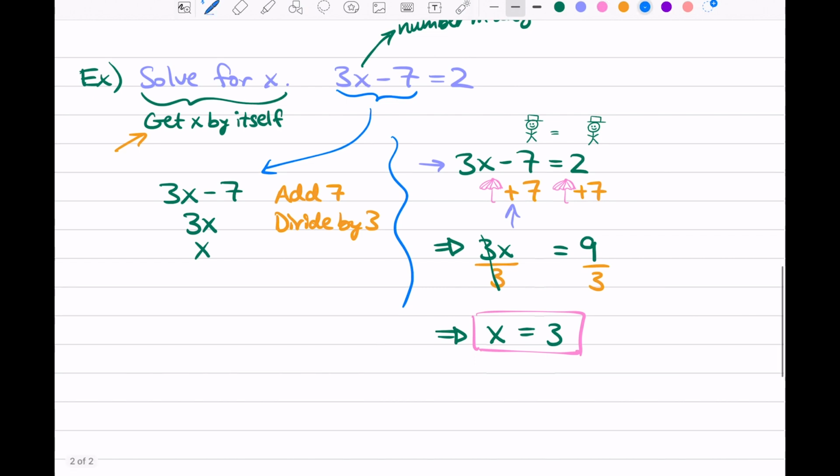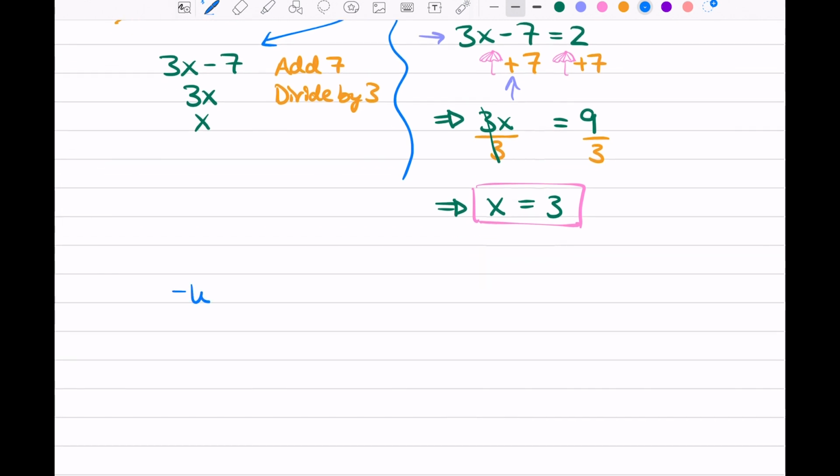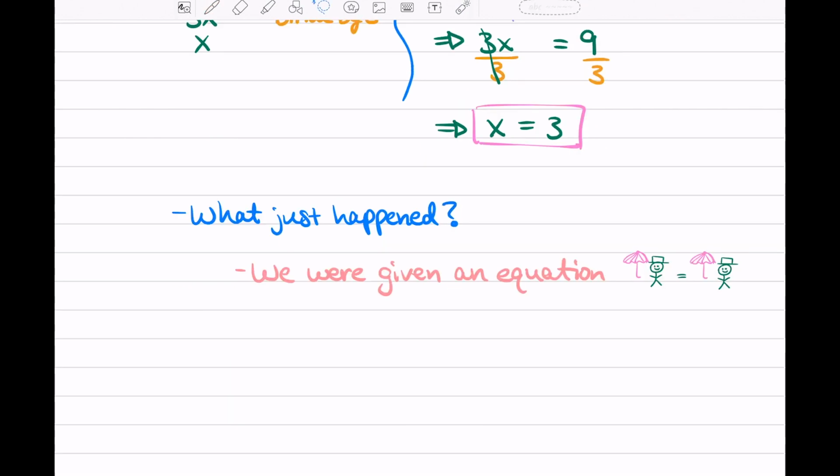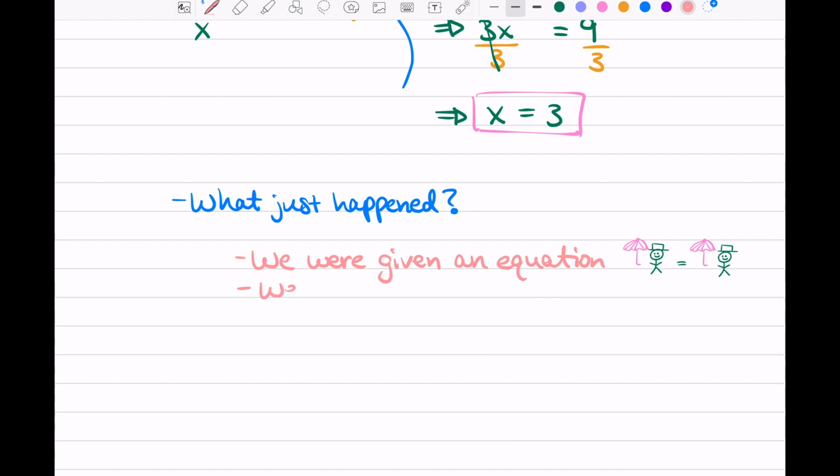So let's take a step back and ask ourselves, what just happened? We were given an equation, and what did we do after that? We did the same math on both sides until x was by itself.